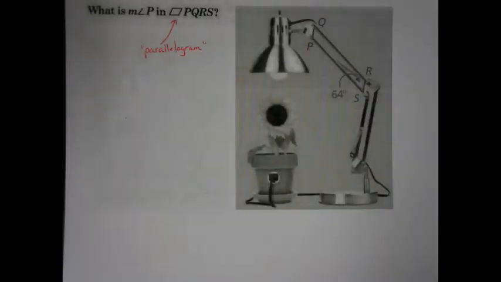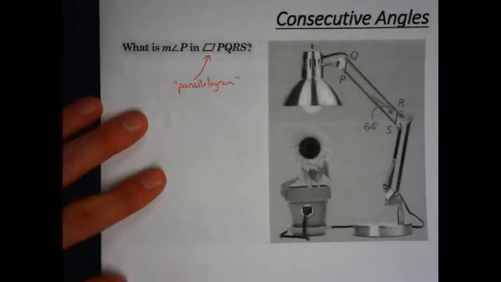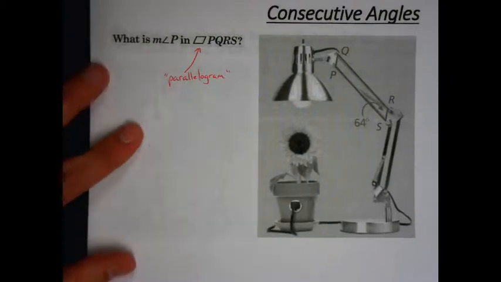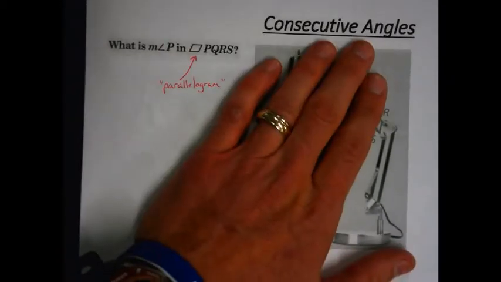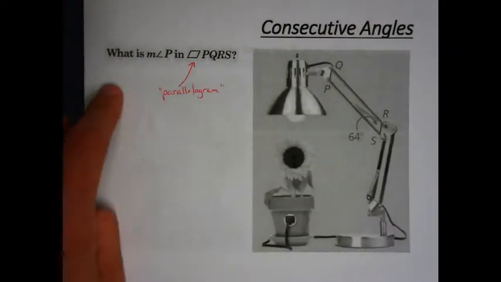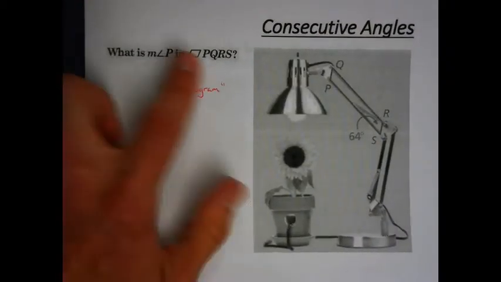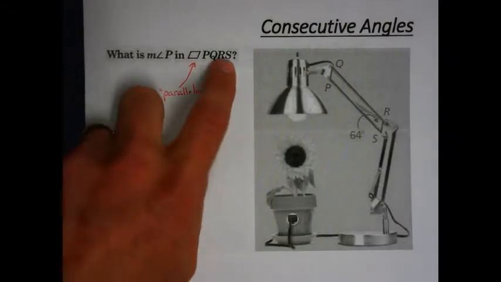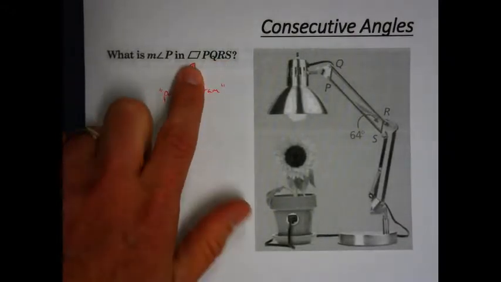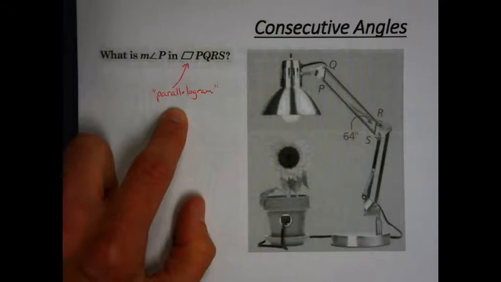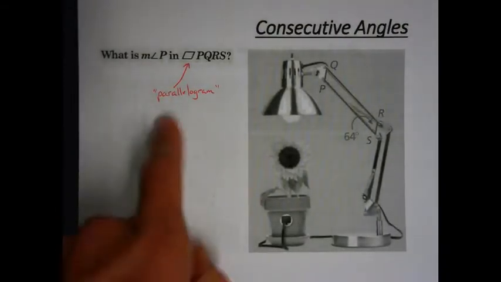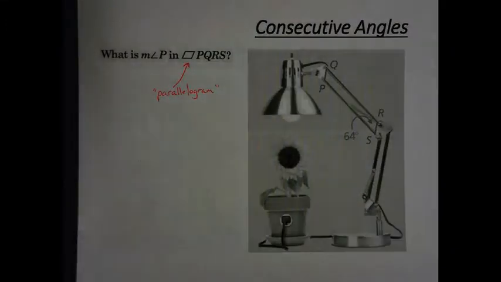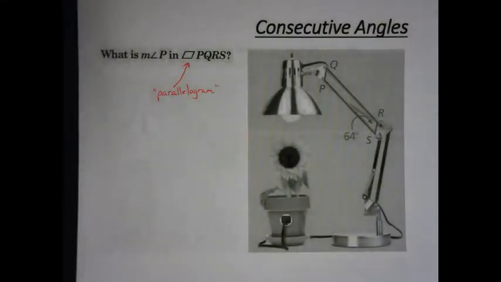But let's get into some work. This set of notes should go fairly quickly. Our first question, we're going to talk about consecutive angles. The first question is, what is the measure of angle P in parallelogram PQRS? That little symbol means it's a parallelogram. So we already know that we're dealing with a parallelogram when we see that symbol, which gives us a lot of information, and we can work with that information.